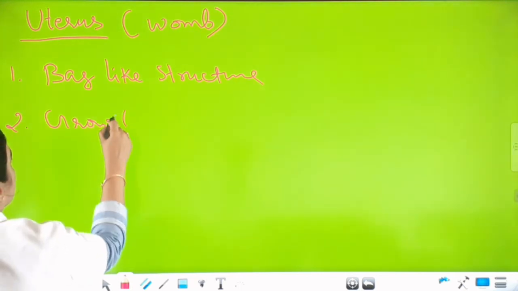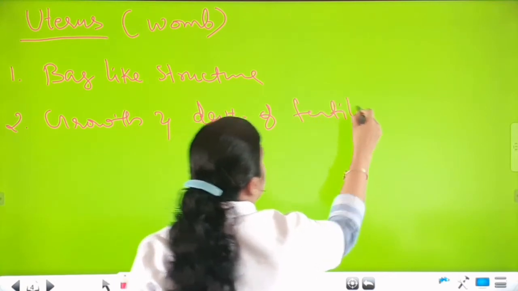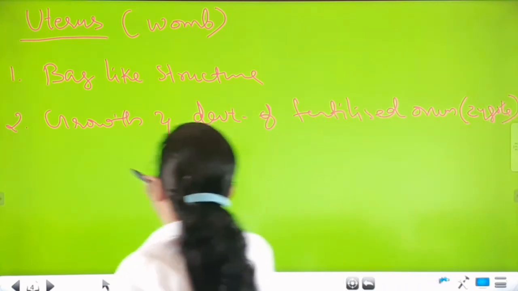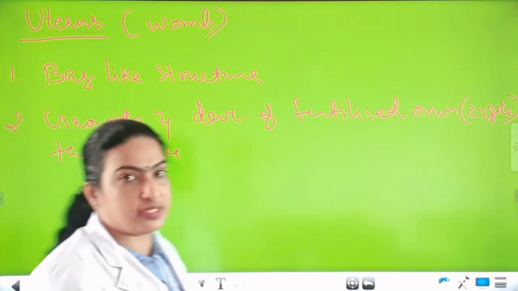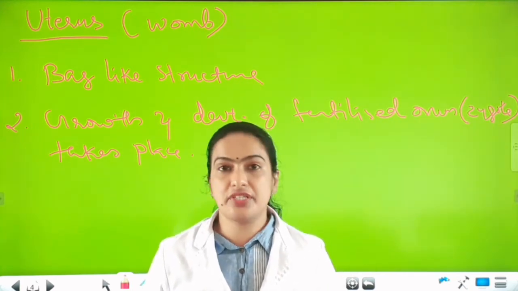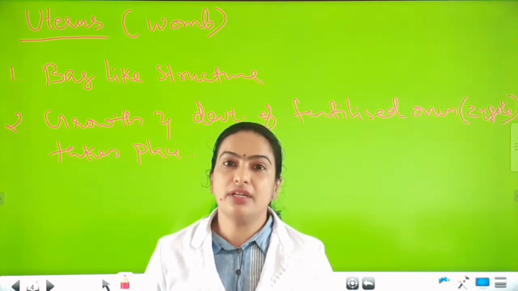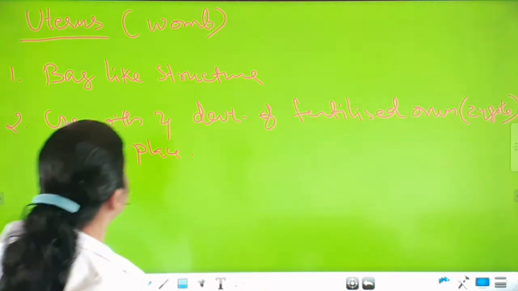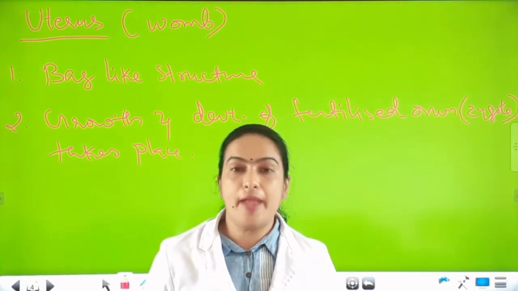So growth and development of the fertilized ovum. Fertilized ovum means zygote, takes place in the uterus. So the uterus provides all the facilities, nutrition and all other necessary products to the growing embryo. That I will teach you in the next class. And the uterus provides a suitable surface or location for the growth and development of the embryo.